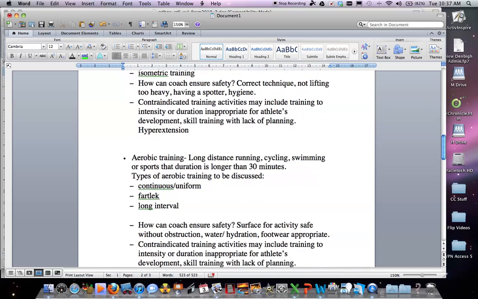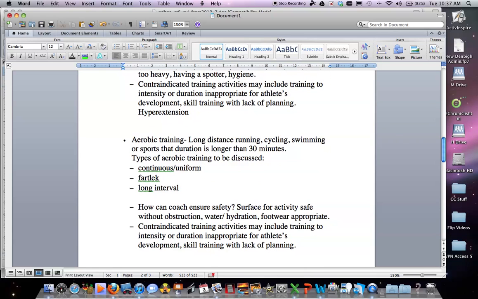Aerobic training, longer distance running is the discussion there. Cycling or swimming, you could also incorporate those into your answer. Usually longer than 30 minutes of duration. The methods of aerobic training that could be discussed, or should be discussed, are continuous or uniform running, fartlek training, and long interval training. You would need to have an understanding of the differences between each of those, and you had to talk about how they were different in your answer.